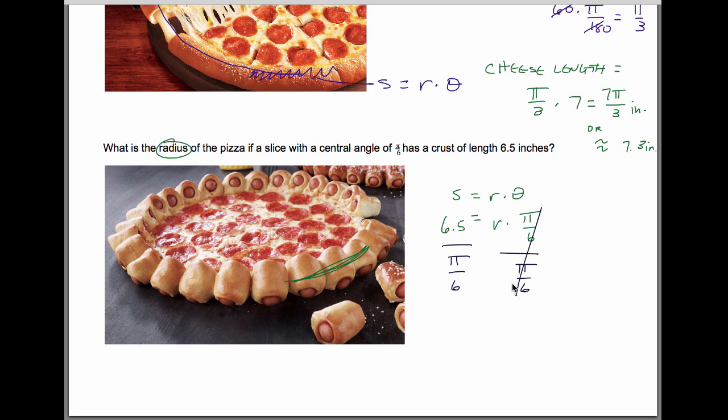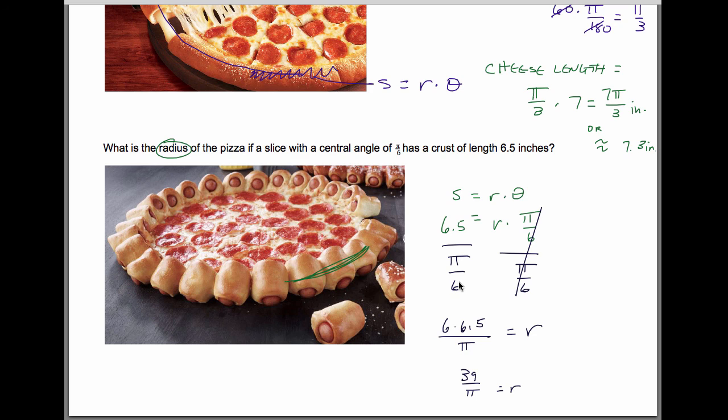dividing by a fraction is the same as multiplying by the reciprocal, so 6 times 6.5 over pi equals radius. So 6 times 6 would be 36, 6 times 0.5 would be 3, so 39 over pi equals radius, which is my answer. And I think your math lab is going to ask you to do that in terms of pi.